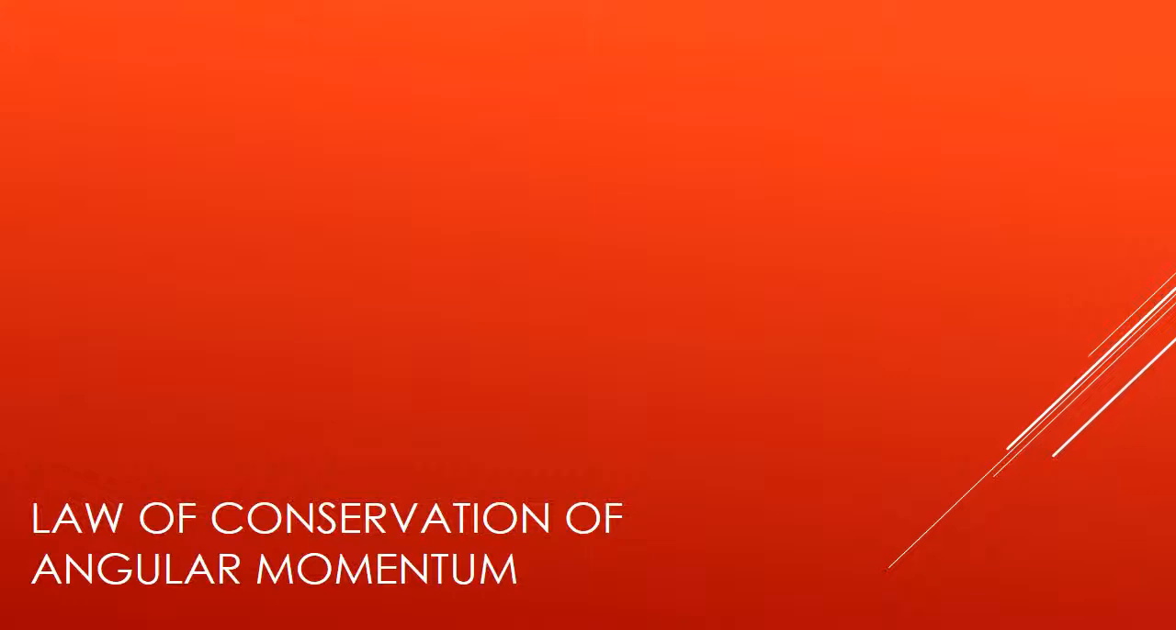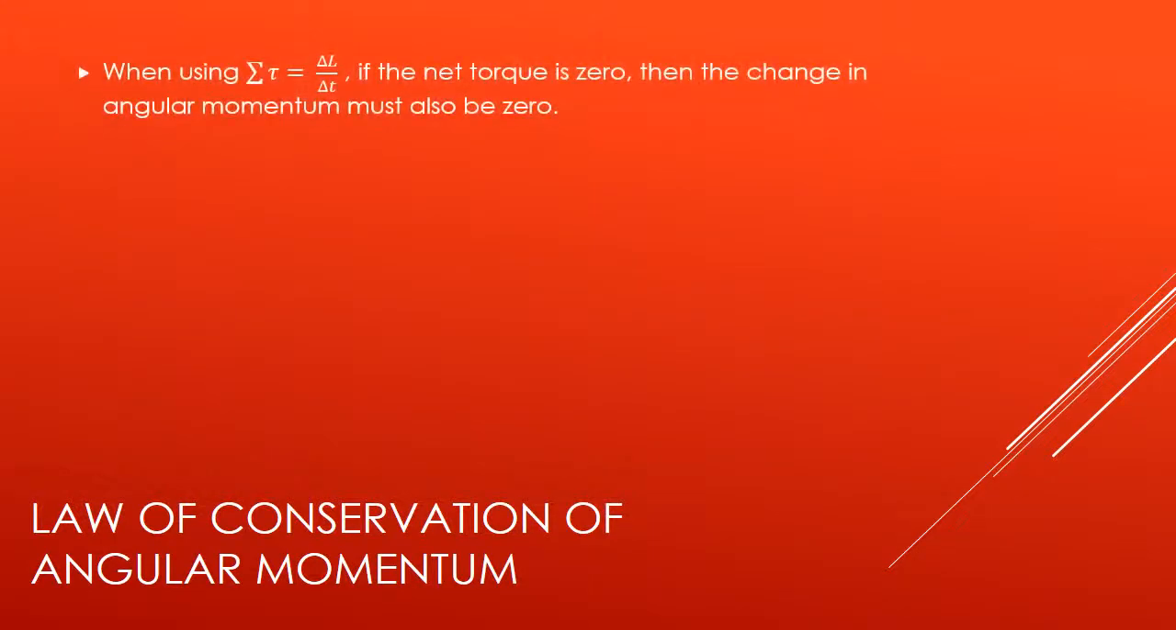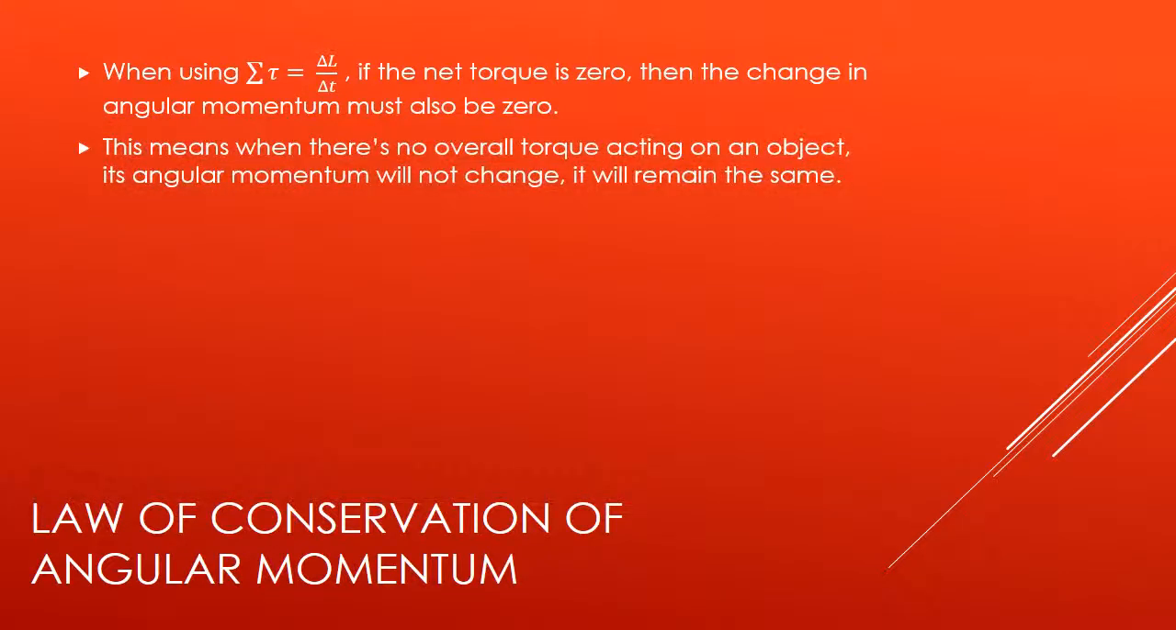This leads to the law of conservation of angular momentum. Previously, when we talked about linear momentum, we talked about the conservation of momentum. And the same kind of applies here, but it's a little bit different since it's moving circularly. When using that net torque is equal to a change of momentum equation, if the net torque is zero, like if you have multiple forces acting on it to make the net torque zero, then the change in angular momentum has to be zero mathematically. So this means that when there's no overall torque acting on an object, the angular momentum will not change. It has to stay the same.